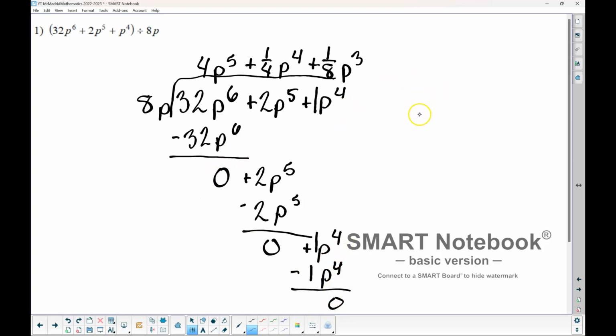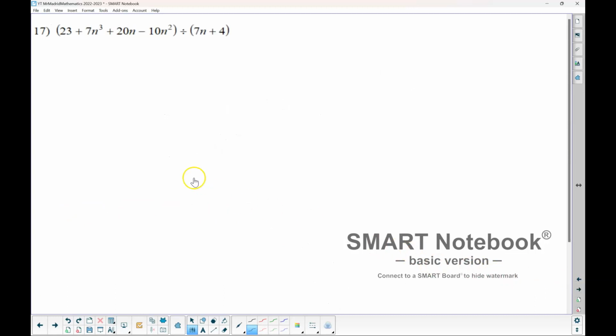If there was a remainder, you can put it like this, plus 0 over 8p. But there isn't. Just keep that in mind in case it pops up. So that was easy. Hopefully you do find it easy. We'll do some in class. Let's take a look at a tougher looking problem.